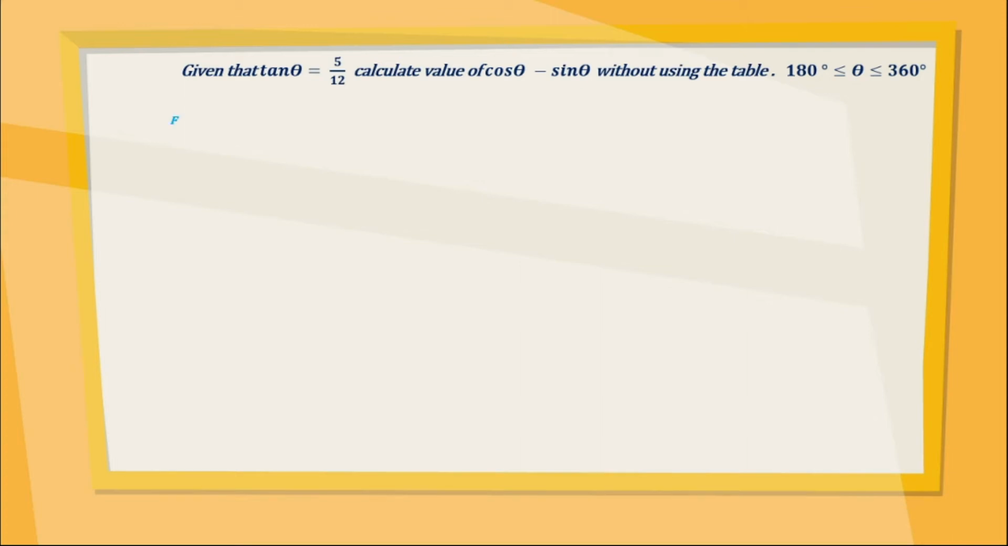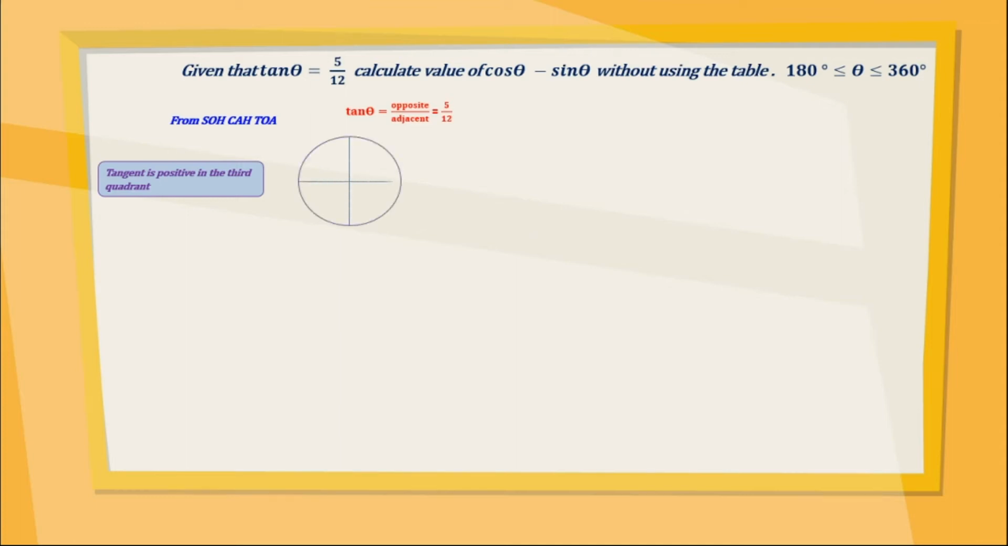So I'll start by saying, from SOHCAHTOA, we know that tan of any angle is opposite over adjacent, and as per the question, it is 5 out of 12. So we are going to look at tangent being the only positive ratio in the third quadrant, meaning in the third quadrant, tan is the only positive ratio. So let's draw this triangle and then we label it properly.